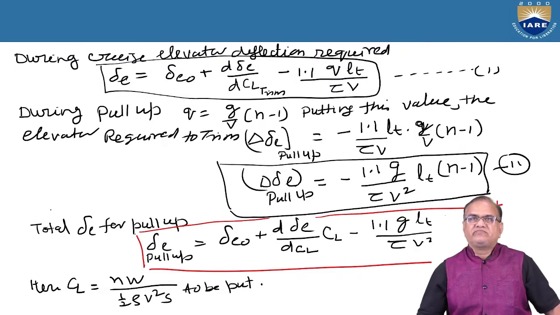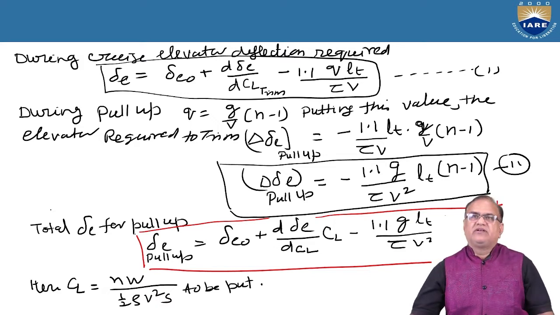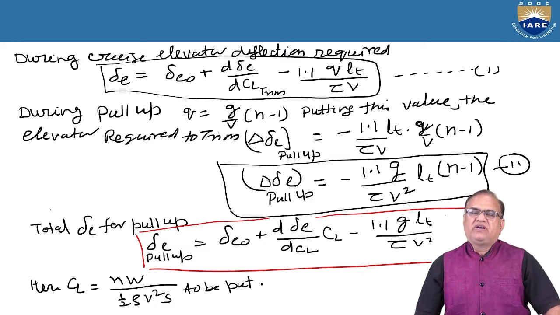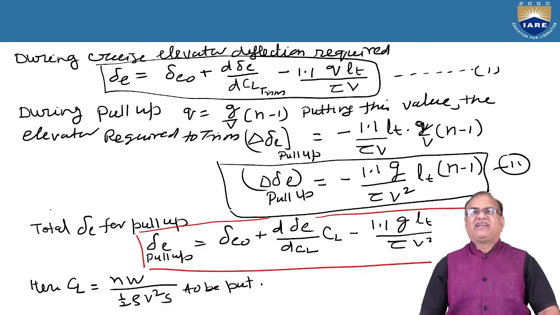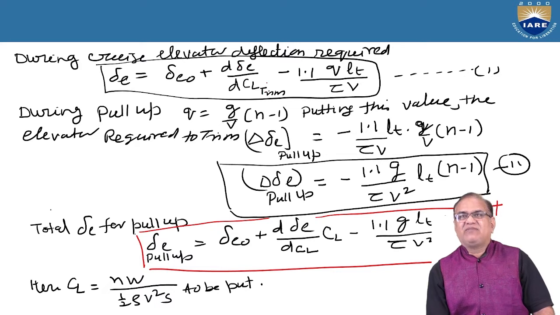Now, during cruise, the elevator deflection required. In the cruise, we have seen how much elevator deflection is required. Previously delta E is equal to delta E naught plus d delta E by d CL trim into CL trim, minus here, 1.1 QLT by tau V.